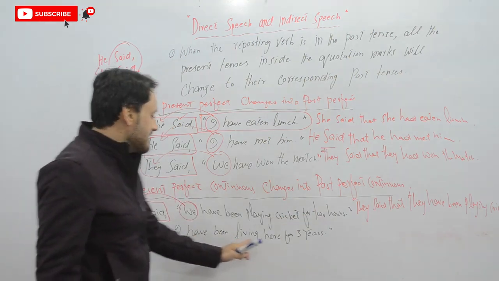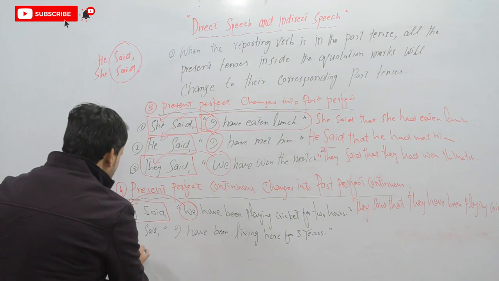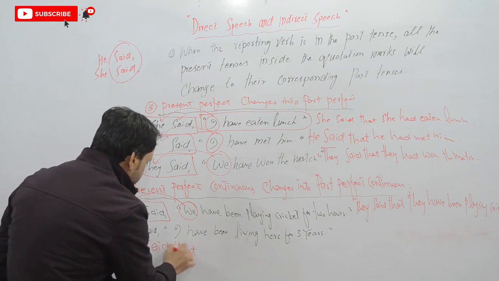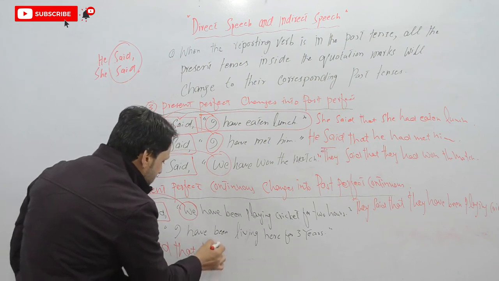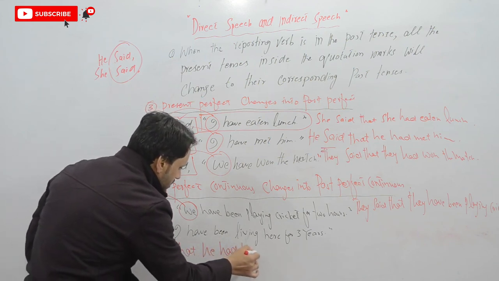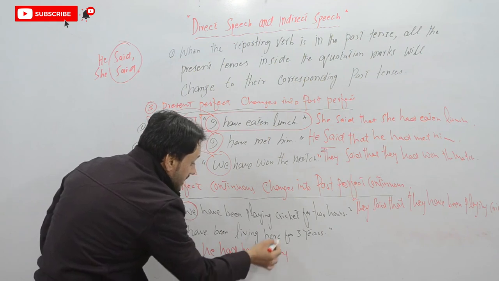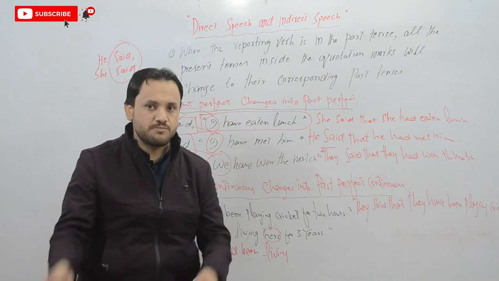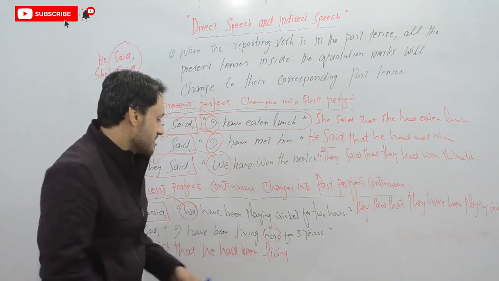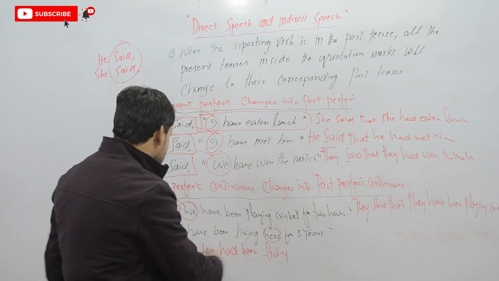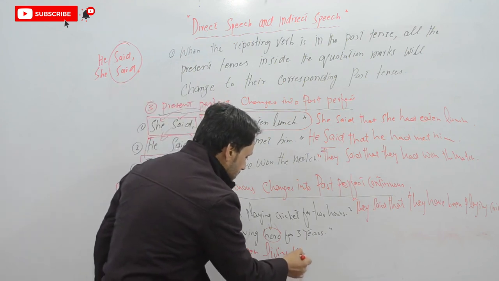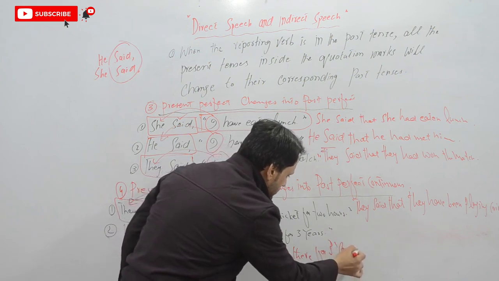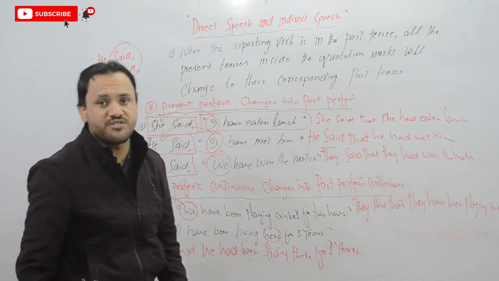He said, I have been living here for 3 years. He said that he had been living here. The adverb of time or adverb of place changes, so here changes into there. He said that he had been living there for 3 years.